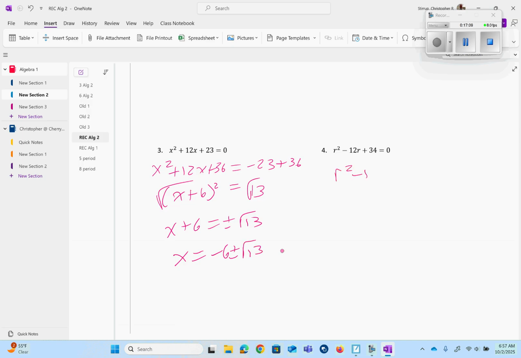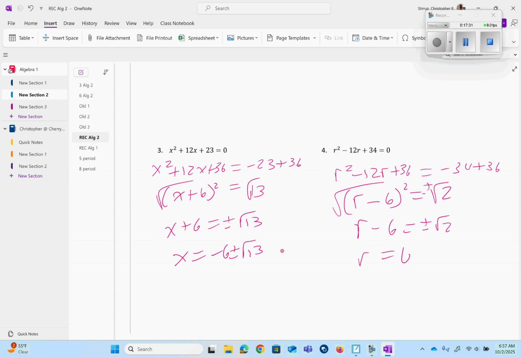Number 4, I'm going to move the 34 over by subtracting it. Okay, r, that sign comes down. Half of 12 is 6. 6 squared is 36. If I add 36 and add 36, it's going to give me 2. Root, root, don't forget the plus minus. r minus 6 equals plus or minus root 2. Add 6 to both sides.